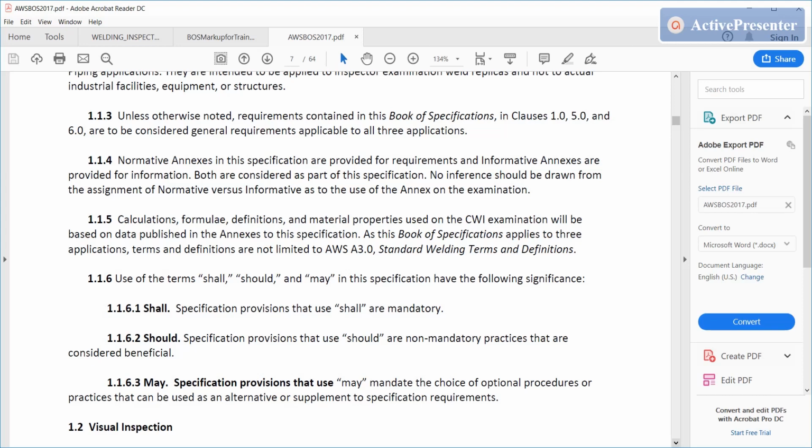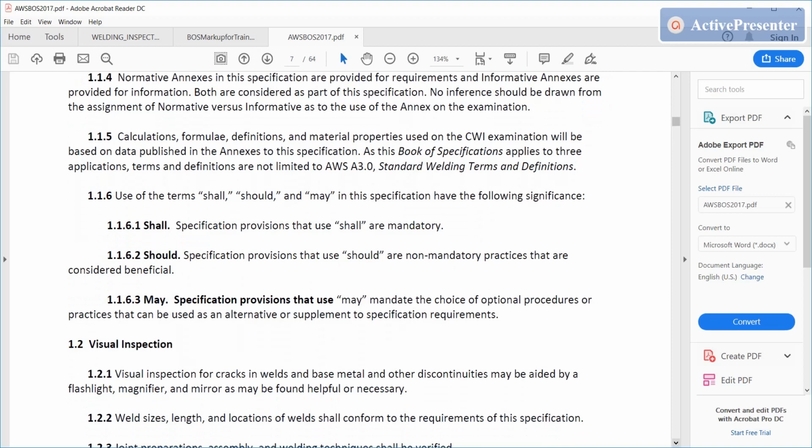Another very important part to think about is the terms shall, should, and may. Make sure you understand what those mean. It's defined right here in the book. And keep an eye out for them. As a matter of fact, real quick, we'll just do a search for the word shall, since we've got the PDF version open. Hit Control F. Type in the word shall. Just to let us see the context of how it's used.